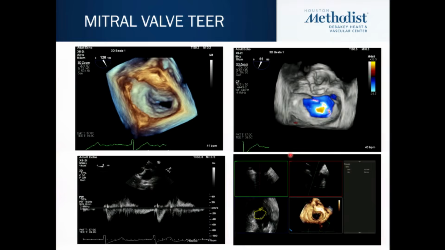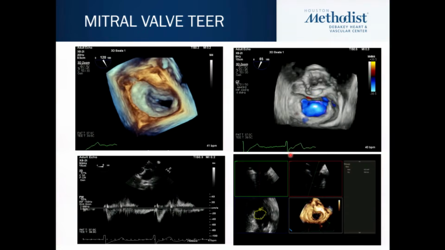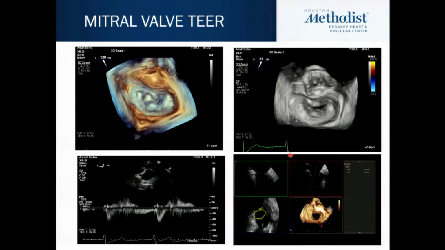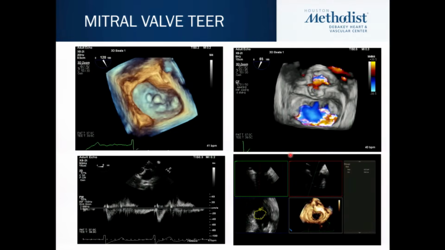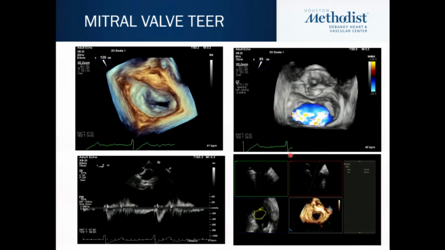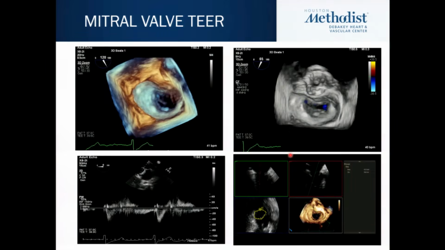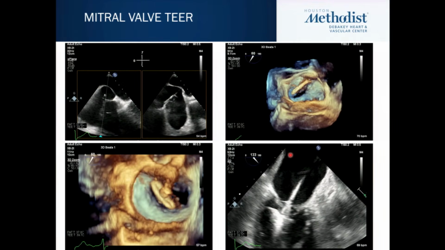So this is intraprocedural TEE. Again, we see the focal flail at A2, and there is posteriorly directed severe mitral regurgitation. The LVOT VTI is shown here, and this is the mitral valve area, which shows an area of 6, mean gradient was 2. And we see the pulmonary vein, which is reversed, and both right upper and left upper pulmonary veins were reversed. This is intraprocedural.